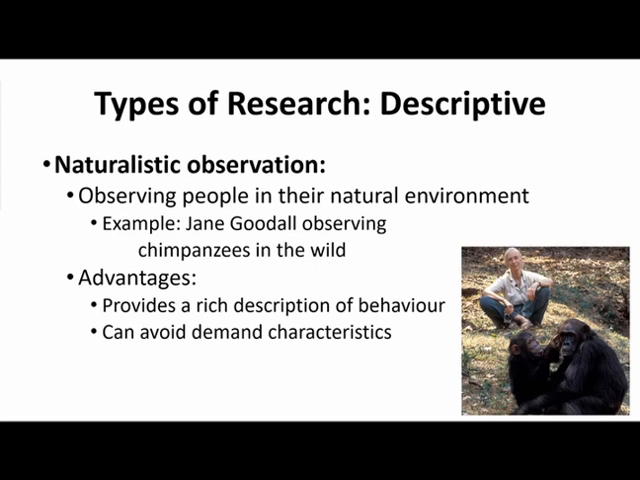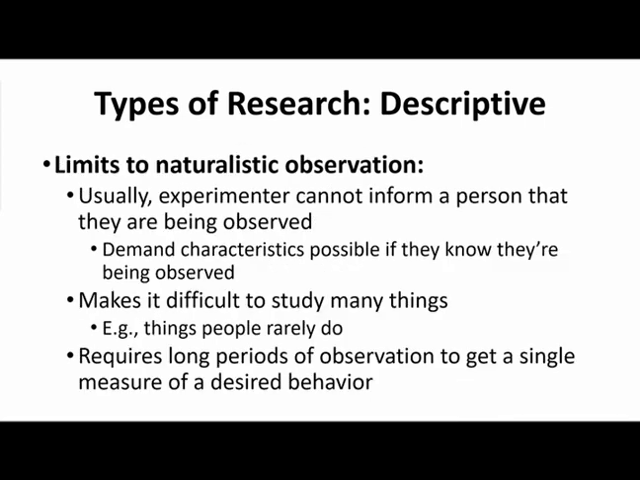So what she did was she went and sat with these chimpanzees, and at first their behavior changed. There was demand characteristics because she was different. They knew they were being observed. Their behavior changed. But over time, as they realized that she wasn't a threat, that she wasn't going to interact with them, they became used to her, they habituated to her presence, and their behavior went back to normal. So by allowing them that time to get used to her presence, she was able to avoid demand characteristics in her measurements. So good things about naturalistic observation.